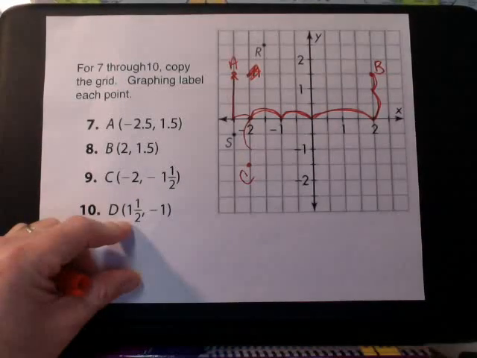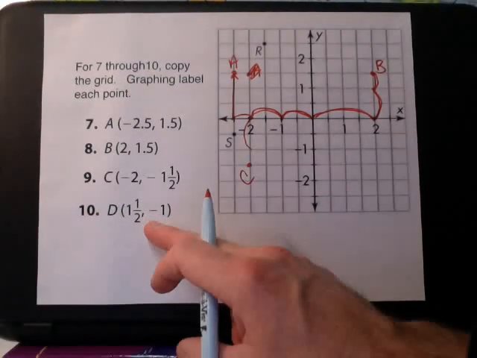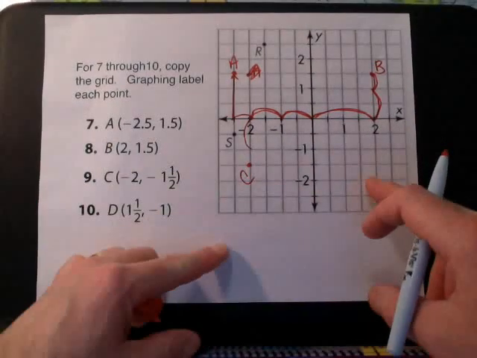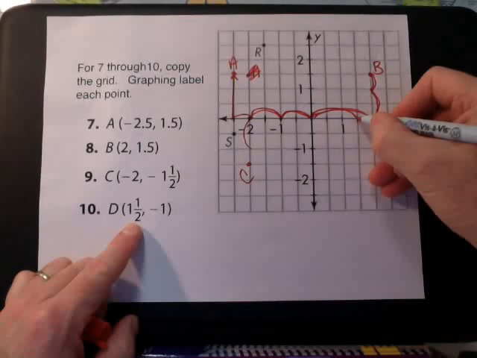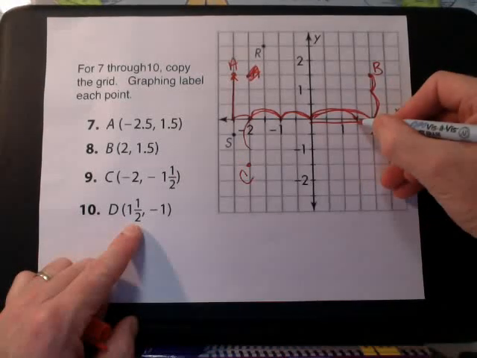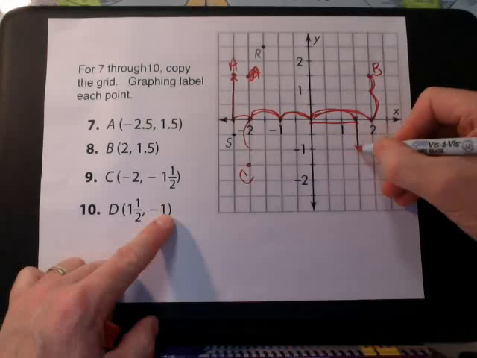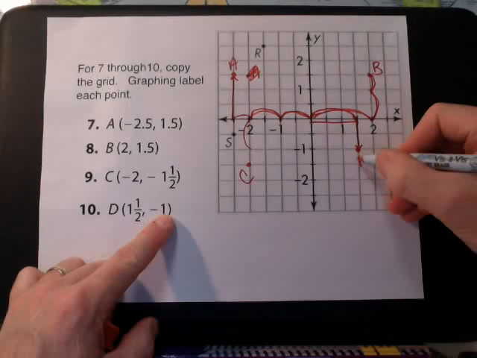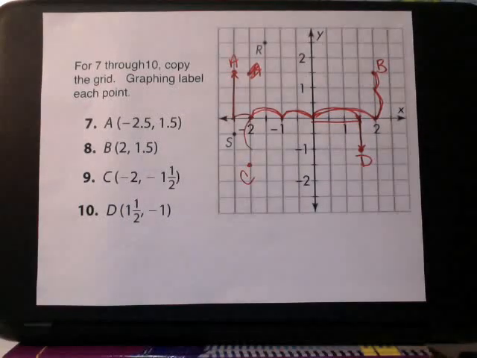Then we want to find point D. Point D, we have a positive negative, so we're going to end up in quadrant 4. So if we come over 1.5 to there, and then down a whole unit to there, that would locate point D for us. Okay? And that's how you locate those points.